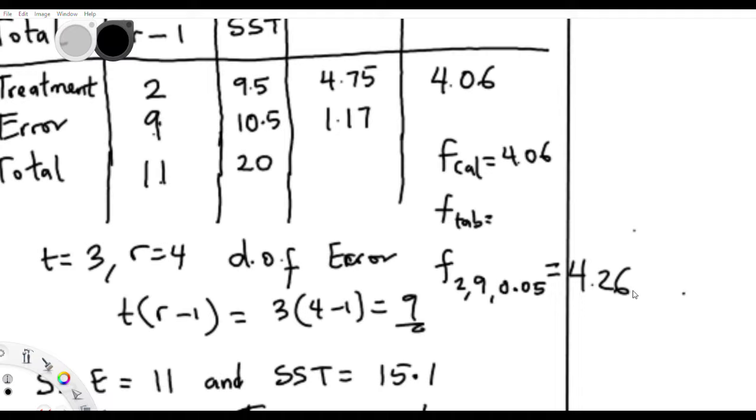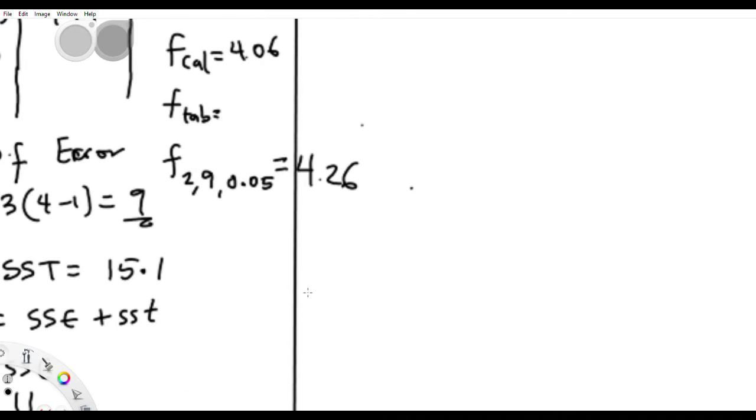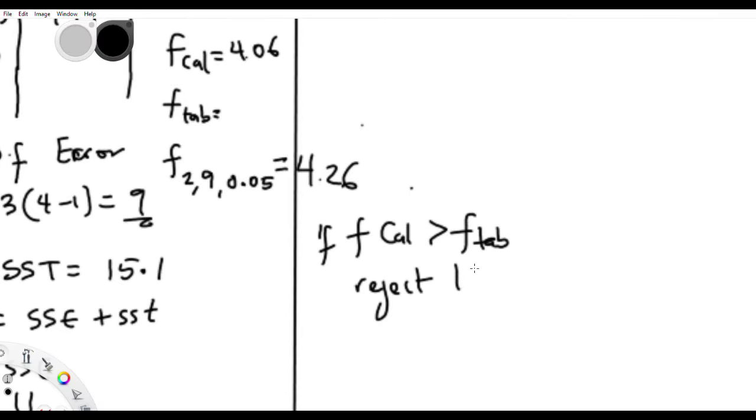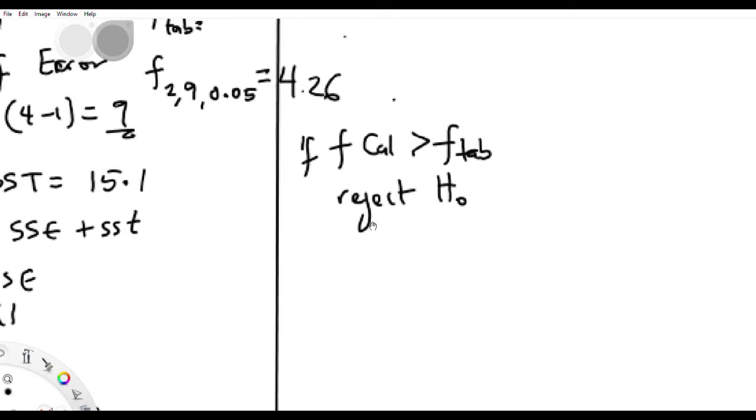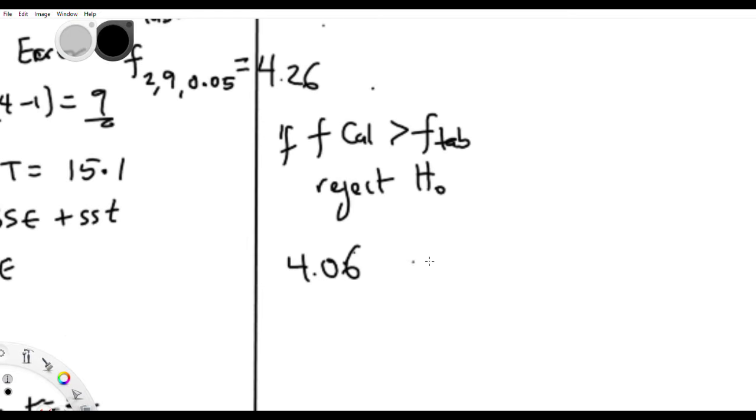Now here is how to take the decision. If F calculated is greater than F tabulated, reject H0. That's the decision. Now let's see what we have here. F calculated is 0.0306 rather, and F tabulated is 4.26. You see that F calculated is less than F tabulated, so the decision is to accept H0.